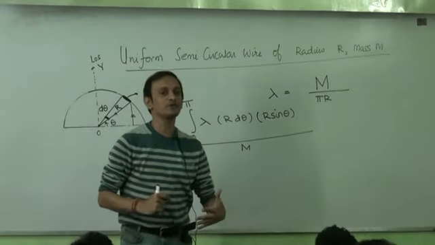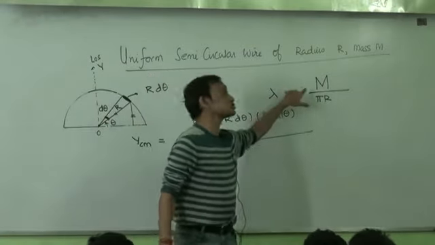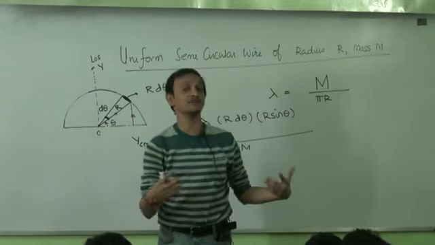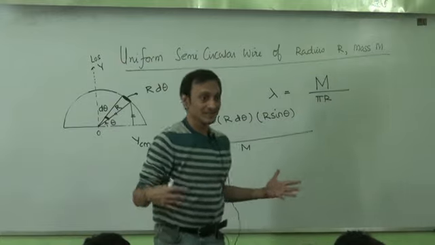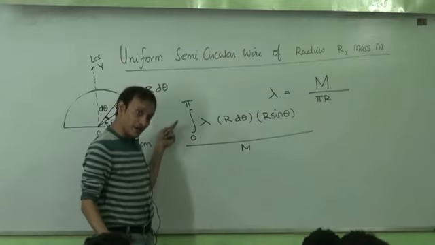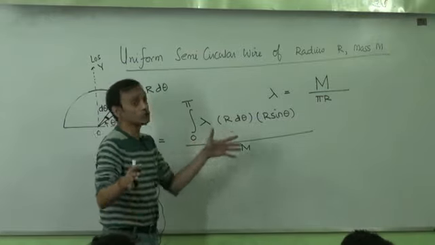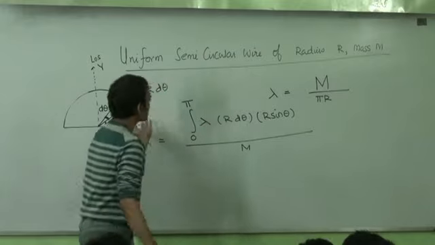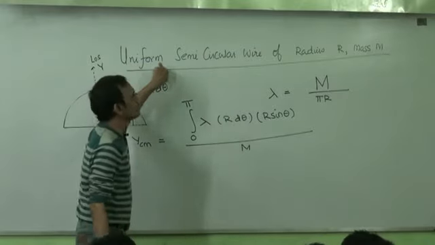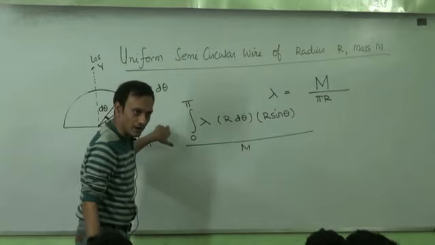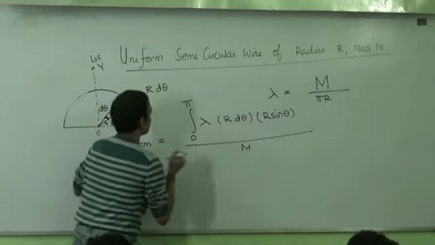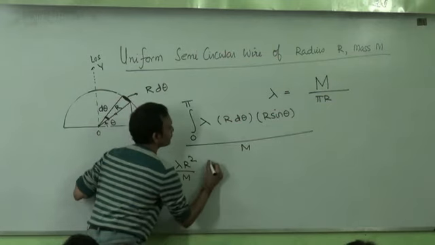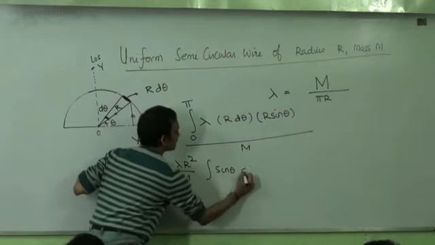Now, how could the wire have been non-uniform? If this lambda was not position independent, it was position dependent. Let's say if lambda was a function of theta, then this lambda could not have come out of the integral sign, right? Then you would have to incorporate it and integrate it along with the rest of the terms. But in this case, we're talking of a uniform semicircular wire, so lambda would come out of the integral sign. So lambda r squared by m integral sine theta d theta.